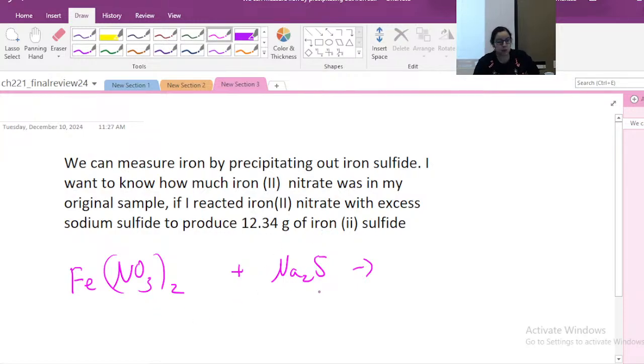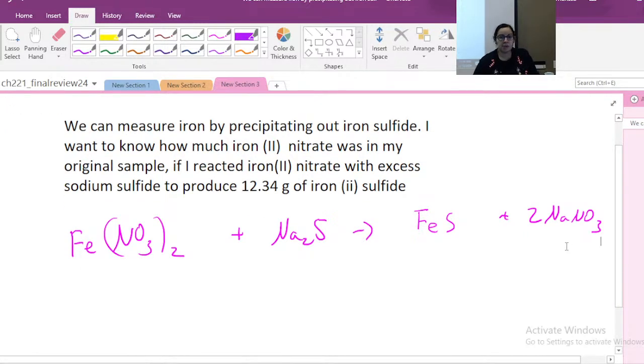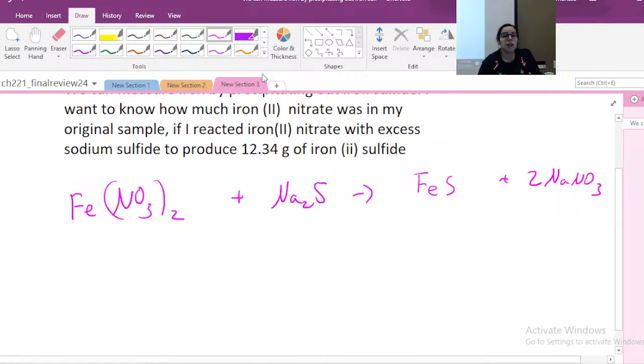So, right, looks like a double displacement reaction. So we'll get iron sulfide and then 2 equivalents of sodium nitrate. All right, so that looks good. And so now what's our next step? We have our equation. They told us we have 12.34 grams of iron sulfide. We want to know iron nitrate. So where do we go from here?